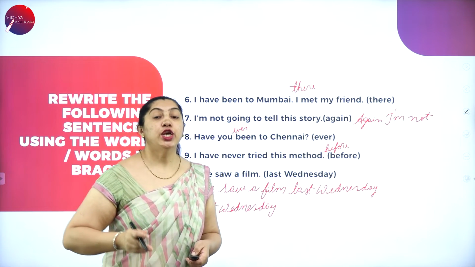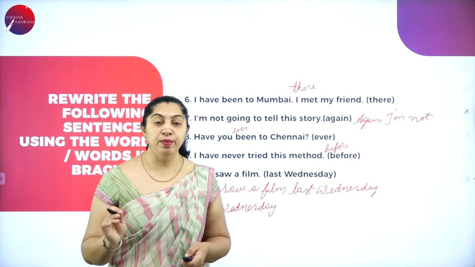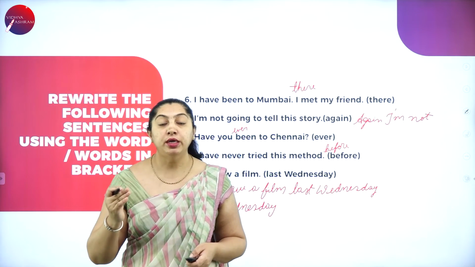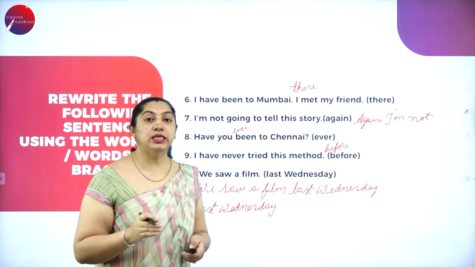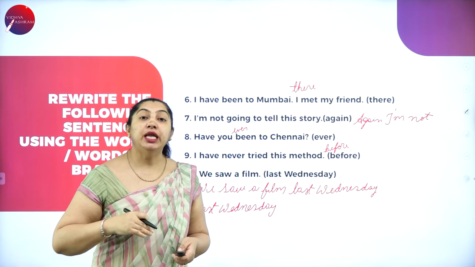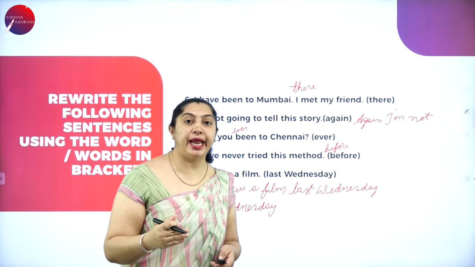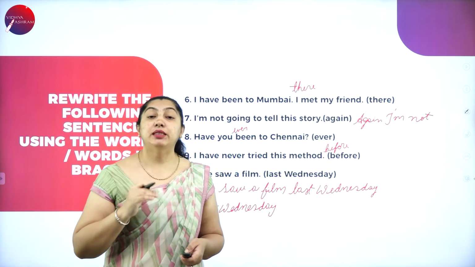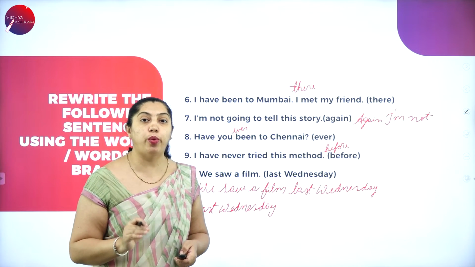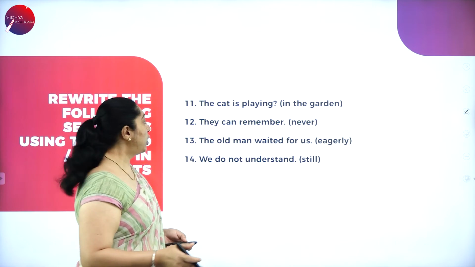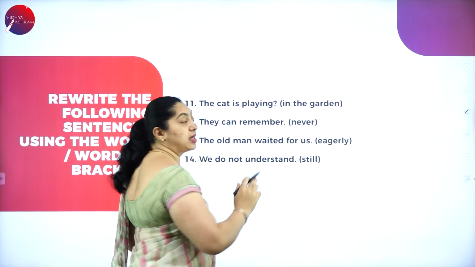Make sure that you do not change the sentence. The meaning should be the same. You cannot add or delete any of the words from the sentences. Whatever the words given in the bracket, you can use either in the beginning of the sentence, in between the sentence, or at the end of the sentence. But the meaning of the sentence should be the same. It shouldn't change anywhere. The next one is, look here, the cat is playing. There is a question mark in the garden.